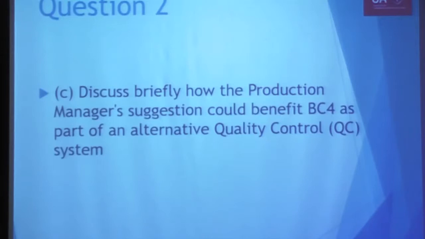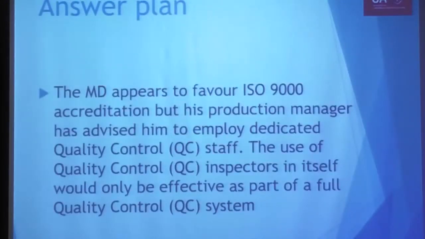So there you go. Let's look at the answer plan. The managing director appears to favor ISO 9000 accreditation, but the production manager has advised him to employ dedicated quality control. So you are giving a brief understanding about what the managing director and the production manager have suggested. The use of quality control inspectors in itself would only be effective as part of a full quality control system. So the question says, discuss briefly how the production manager's suggestion could benefit BC4. So we are not supposed to counter argue this.